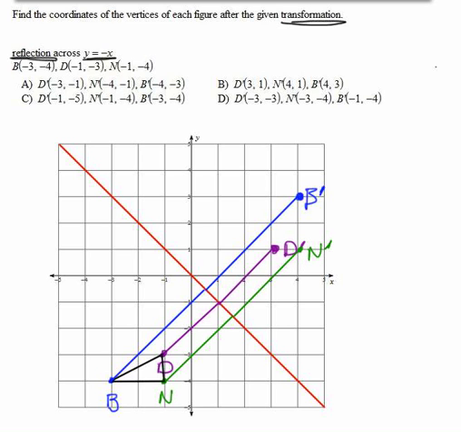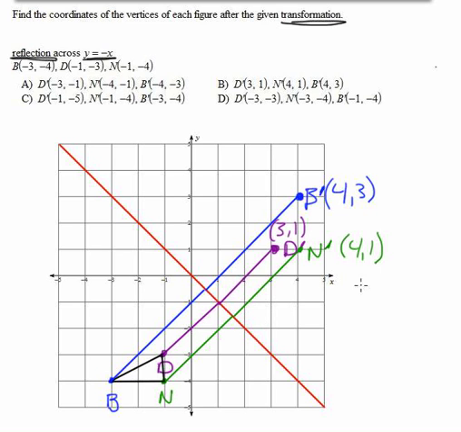Now I just have to put what these points are. So B prime is 1, 2, 3, 4, 1, 2, 3. So that would be 4, 3 for B prime. D prime is 3, 1. And N prime is 4, 1.